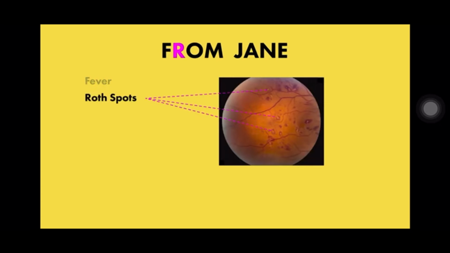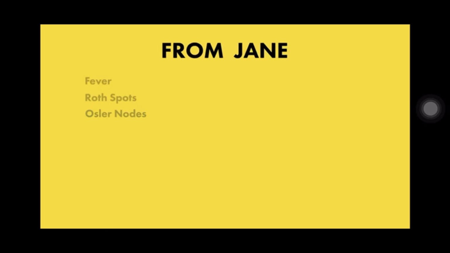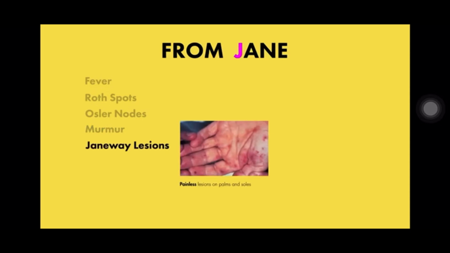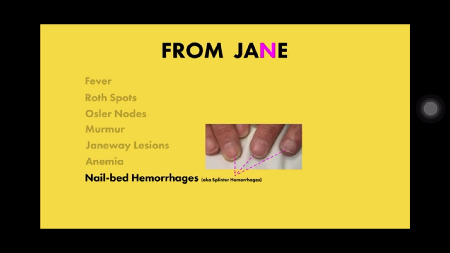R stands for Roth spots, which are these white lesions surrounded by hemorrhage on a fundoscopic exam. O stands for Osler nodes, which are these painful immune complex depositions on the pads of their fingers or toes. M stands for a new cardiac murmur. J stands for Janeway lesions, which are these painless lesions on the palm or sole. A is for anemia. N is for nail bed hemorrhages, also known as splinter hemorrhages.